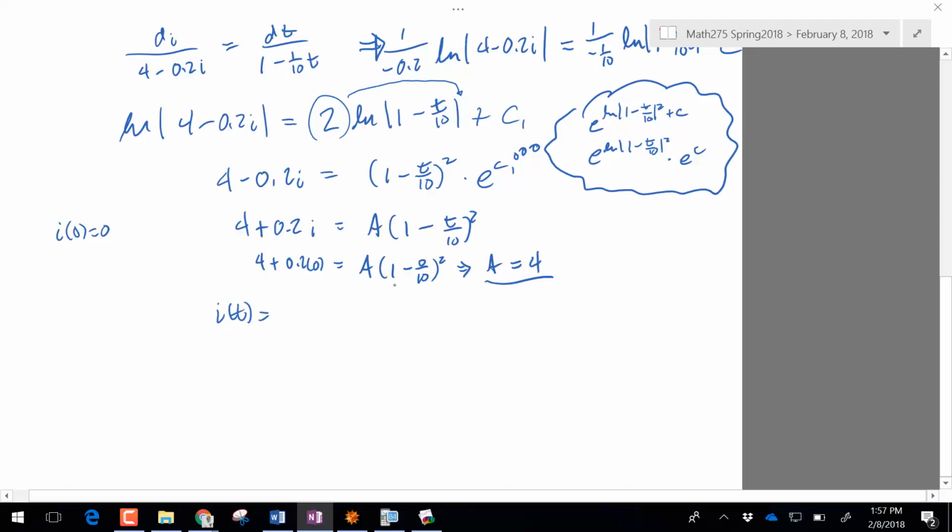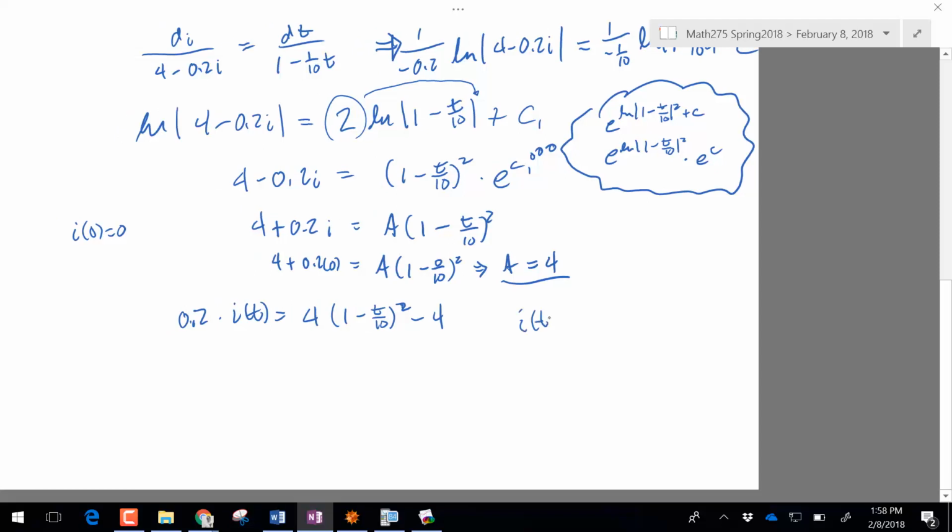So there's a 4 over here that we can bring over to the other side. And we have to divide. Let me do this in a couple of steps, since I have to divide by decimals. So if I bring the 4 over to the other side, I have 4 times 1 minus t over 10 squared minus 4. And then I multiply by 5, so that gives 20. So I of t is equal to 20 times 1 minus t over 10 squared minus 20.